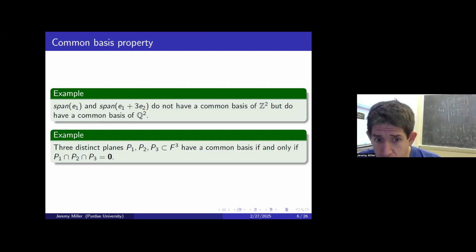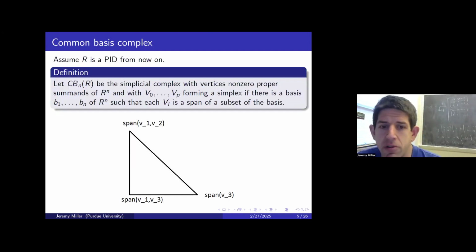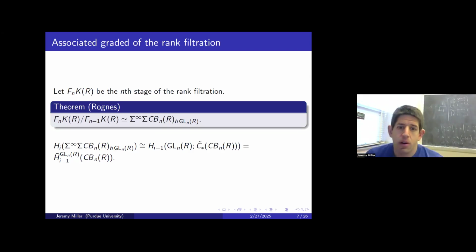Yeah, okay. So it's just the simplicial complex. This simplicial complex is the simplicial complex of things having a common basis property. And John proved that the associated graded of the rank filtration of this K-theory spectrum is given by the suspension spectrum of the homotopy orbits of GLN acting on the common basis complex.